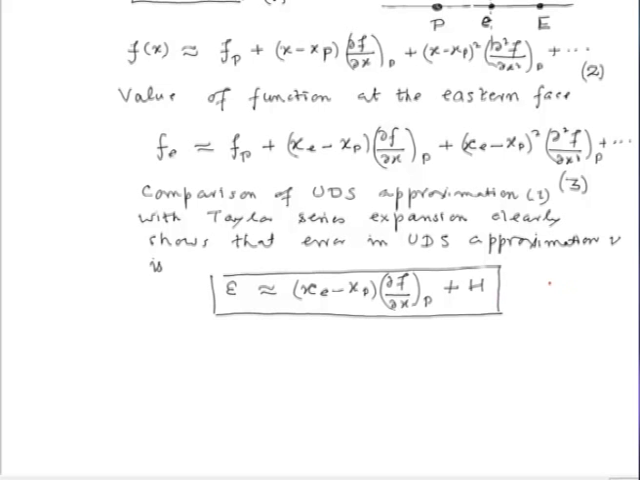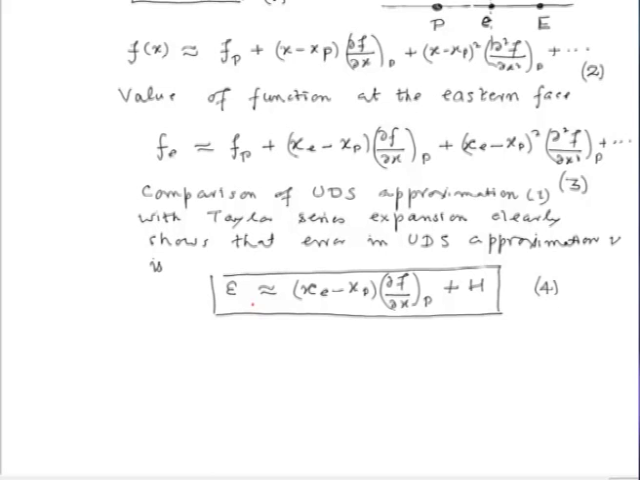Now, x e minus x p, that is half of our grid spacing. So, essentially it is proportional to delta x, where delta x is the grid spacing. So, this error is proportional to delta x. So, this epsilon is of order delta x, and that is why we say that the UDS interpolation is very similar to our forward or backward difference approximation, both of which have an order of accuracy of 1.